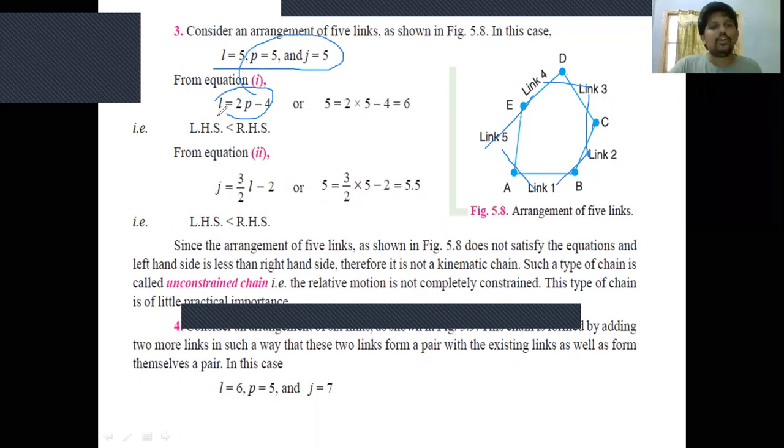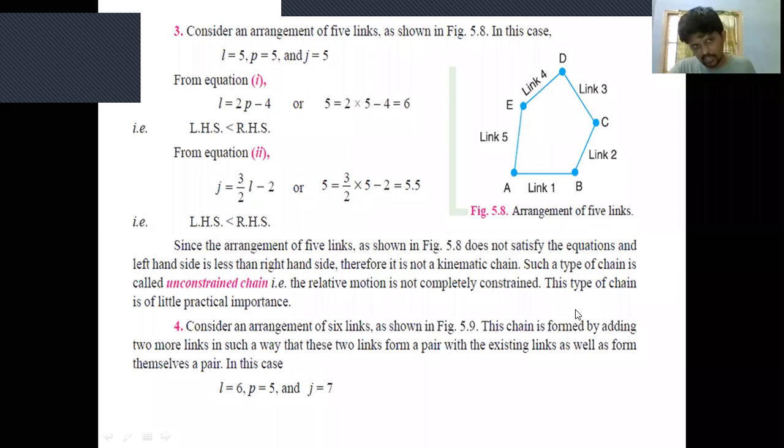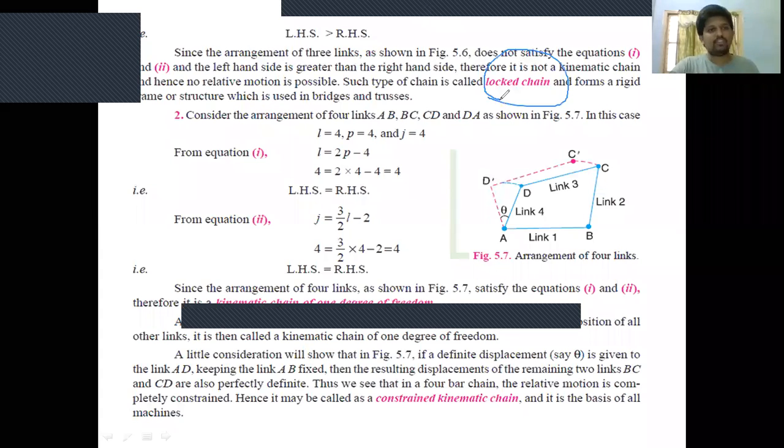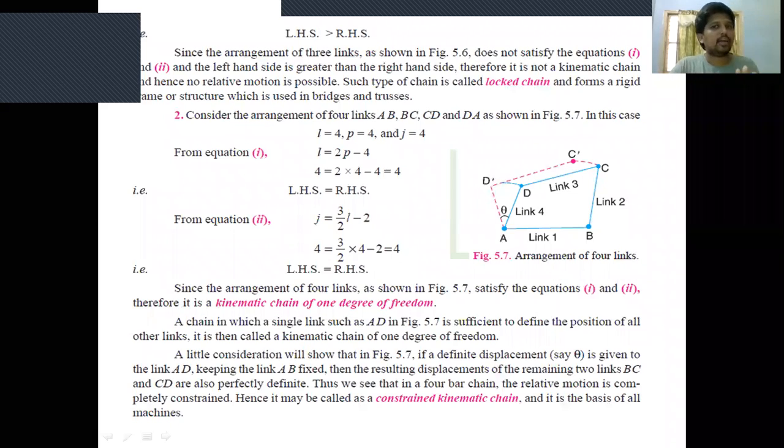Substitute in the equation. You have LHS less than RHS. Substitute in the same equation with the joints. You have LHS less than RHS. So we have three conditions here. The first case, LHS is greater than RHS. The second case is LHS equal to RHS. The third case is LHS less than RHS. What exactly happens here is if LHS is greater than RHS, we define it as a locked chain. That means there is no relative motion happening there. There is no relative motion happening in the locked chain.